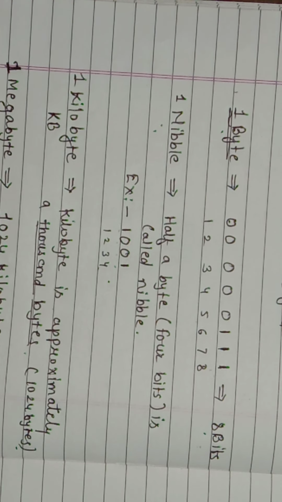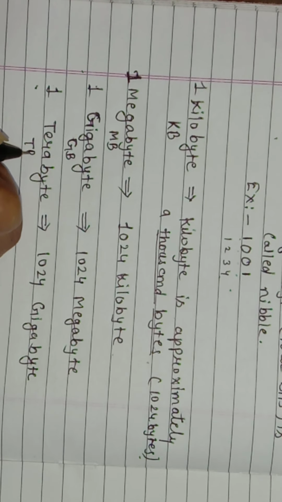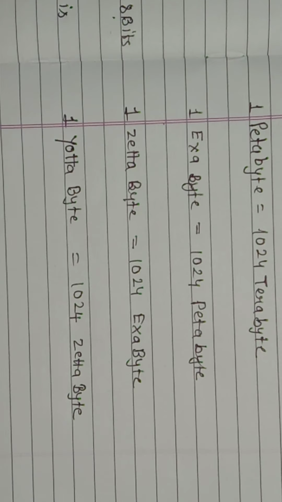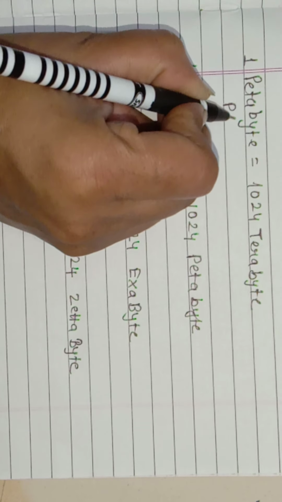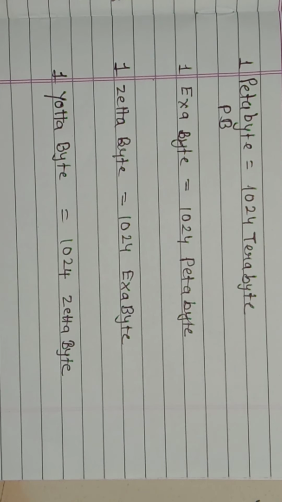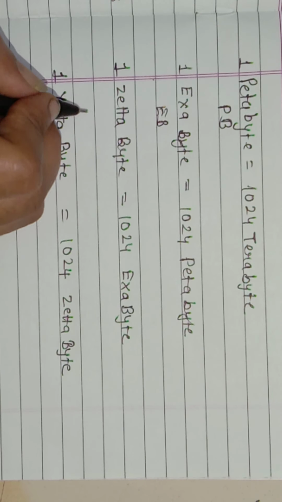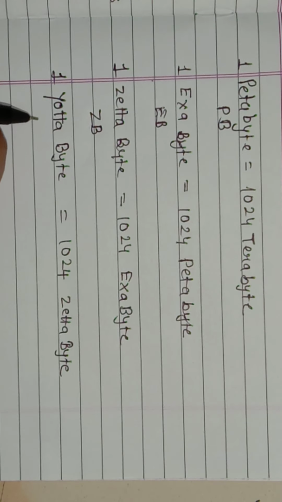Gigabyte is abbreviated GB, and terabyte is abbreviated TB. Petabyte, PB. Exabyte, EB. Zettabyte, ZB. Yottabyte, YB.